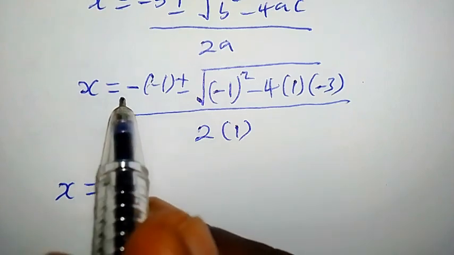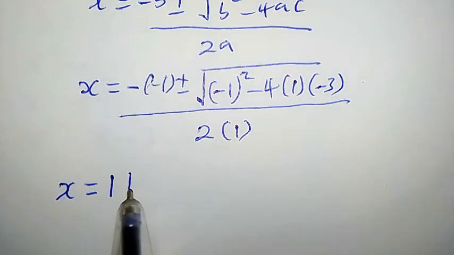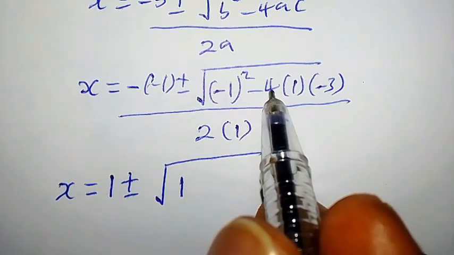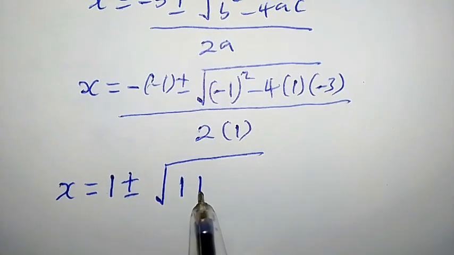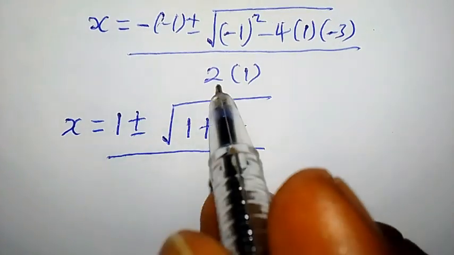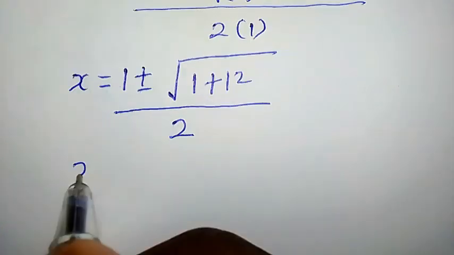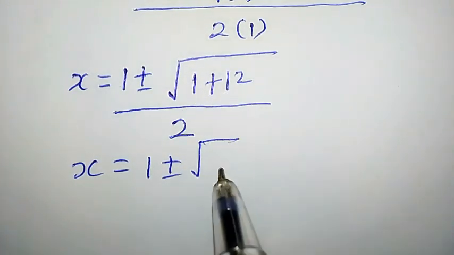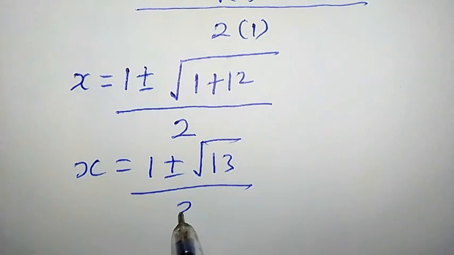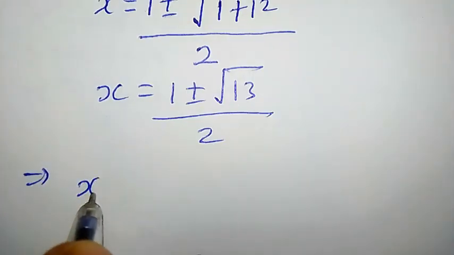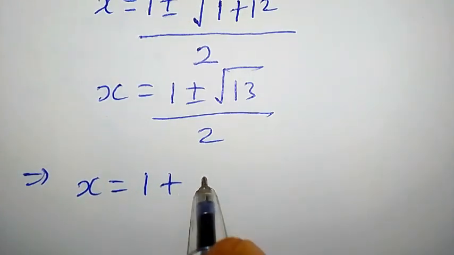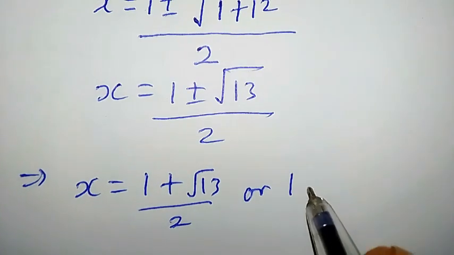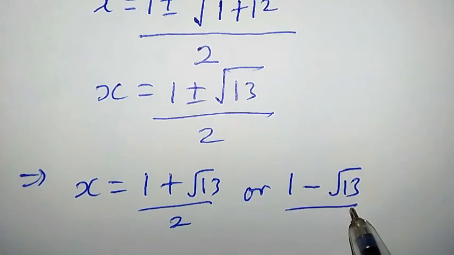x is equal to minus times minus 1, that is 1, plus or minus square root of minus 1 to the power of 2, that is 1, minus 4 times 1 times negative 3, that is plus 12, all over 2 times 1, that is simply 2. x is equal to 1 plus or minus square root of 1 plus 12, that is 13, over 2. This implies that x is either equal to 1 plus square root of 13 over 2 or 1 minus square root of 13 over 2.